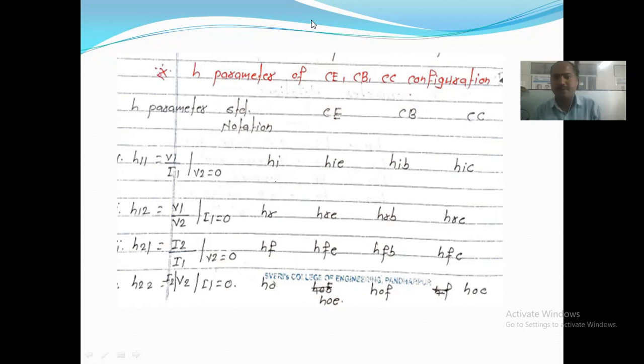We have seen the H parameters of the CB configuration, right? So what it indicates, we know that H11 is nothing but V1 upon I1. We have to consider it as HI.